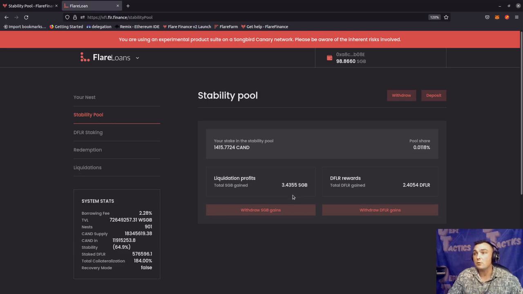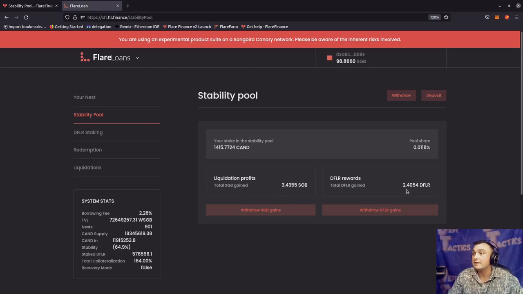Moving on to the stability pool, we can see that we've got 1,415 Canary dollars in, with liquidation profits sitting just over 3.4 Songbird. This means there haven't been many liquidations, as not much Canary dollar has been burned, and we don't have that many liquidation profits.